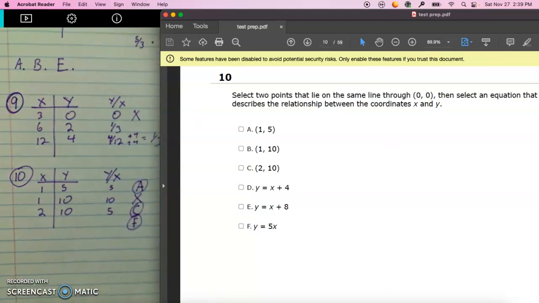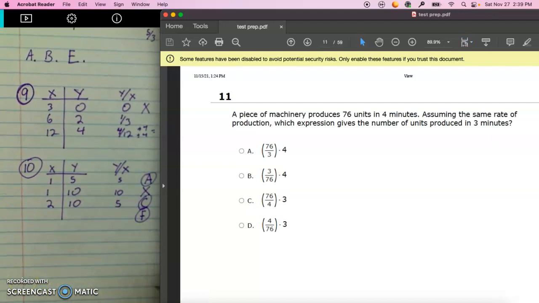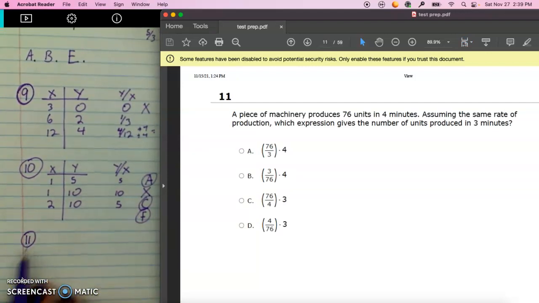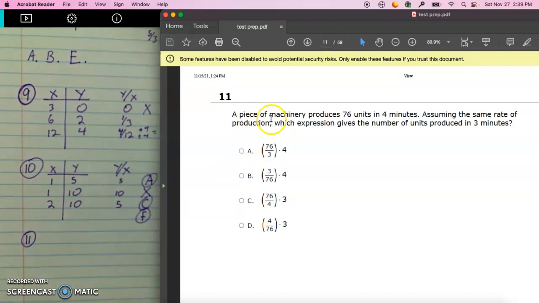Ta-da! Doing great. Okay, so now we're going to switch gears and look at number 11. Got my notebook ready to go. A piece of machinery produces 76 units in 4 minutes. Assuming the same rate of production, which expression gives the number of units produced in 3 minutes? Okay, so what we're doing here is we're trying to pick what you would do to find the answer. They don't actually want the answer.